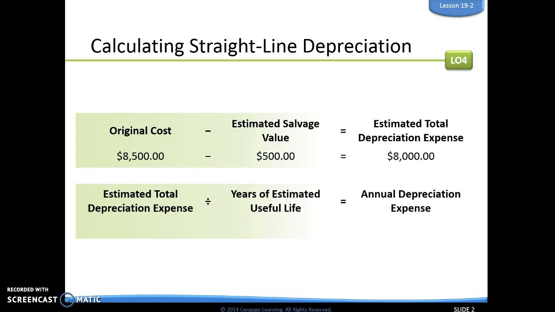Next thing that we do then is we take that estimated depreciation expense and we divide it by the estimated useful life. And that will then give us how much we believe it will depreciate each year. So we thought it would depreciate for $8,000 while we owned it. We're assuming that we're going to own it for 4 years, so we're going to divide those two numbers. That means each year it will depreciate $2,000 in value.